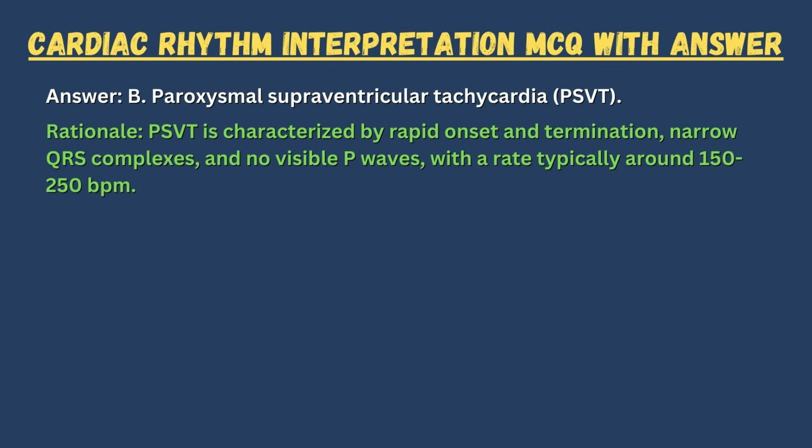Answer: B. Paroxysmal supraventricular tachycardia, PSVT. Rationale: PSVT is characterized by rapid onset and termination, narrow QRS complexes, and no visible P waves, with a rate typically around 150 to 250 BPM.